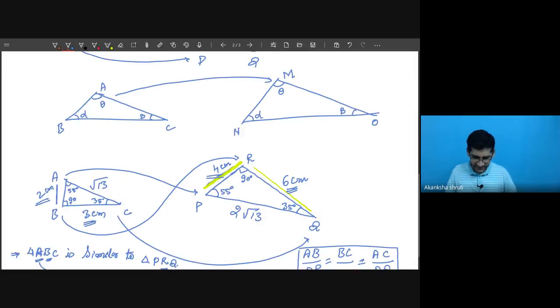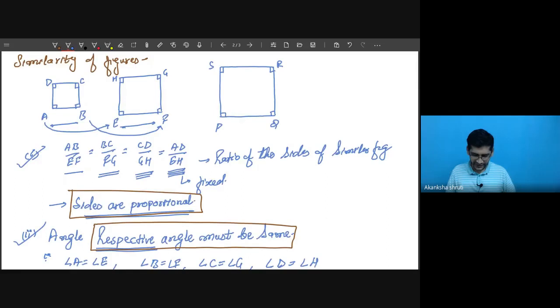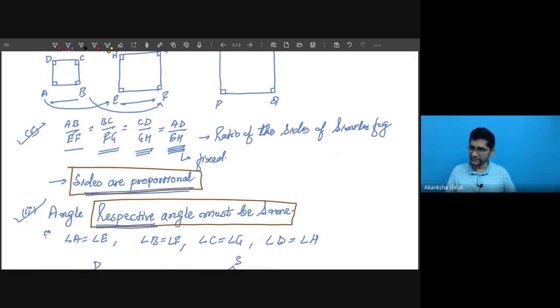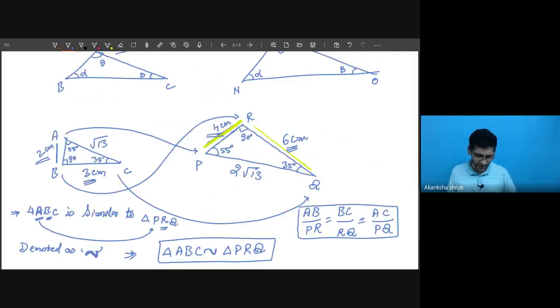So student, with this figure, we have observed that for similarity, the angle must be same and the side ratio must be constant, or the ratio of the sides should also be same. Ratio of sides is called sides are proportional. Means here we have observed the proportionality: this side 2 is multiplied by this 2 to get this 4. So it is 2 times. The same factor 2 needs to be maintained for the other one. The same factor 2 is maintained for this one also.